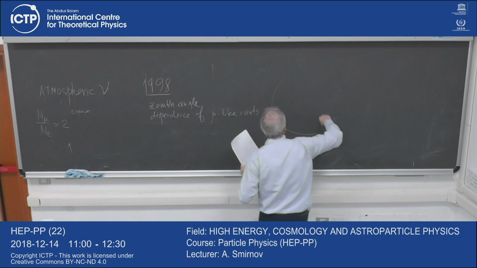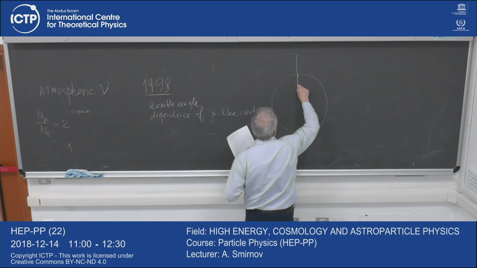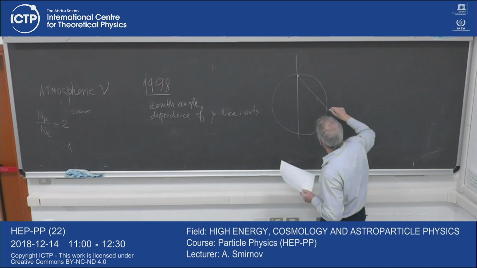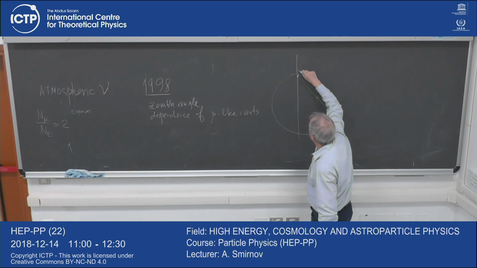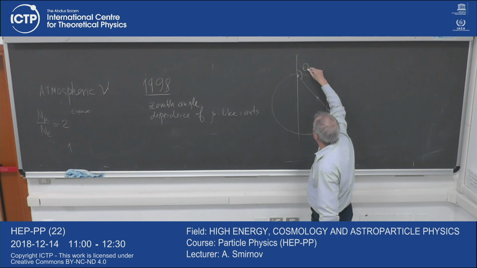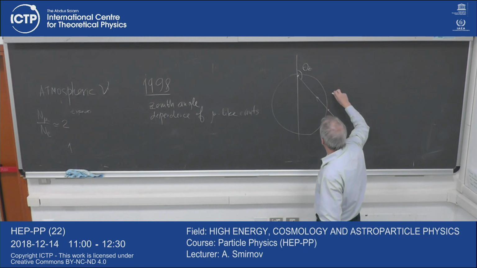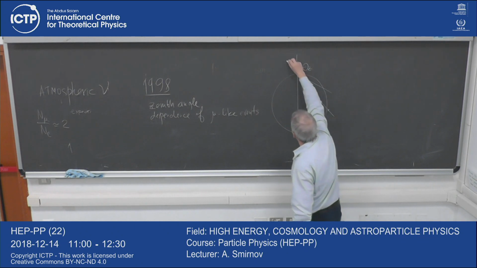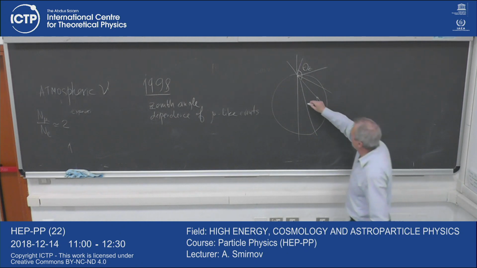So you have the Earth. Suppose your detector is sitting here, and the zenith angle is the angle between the direction of the neutrino and the vertical direction. Suppose a neutrino is produced here; this is what we call theta z, the zenith angle. Neutrinos are produced everywhere in the atmosphere, so you have neutrinos arriving at your detector from different directions, like here and also from above.